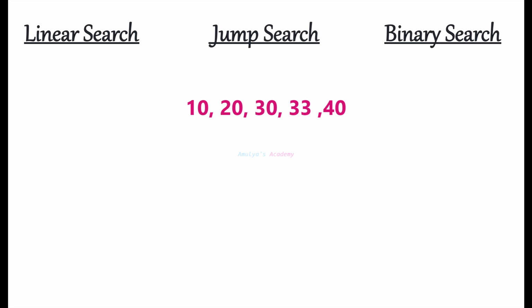In jump search algorithm, jump ahead by a fixed number of elements to find the block where the target may exist. Then perform linear search within that block to find the target element.